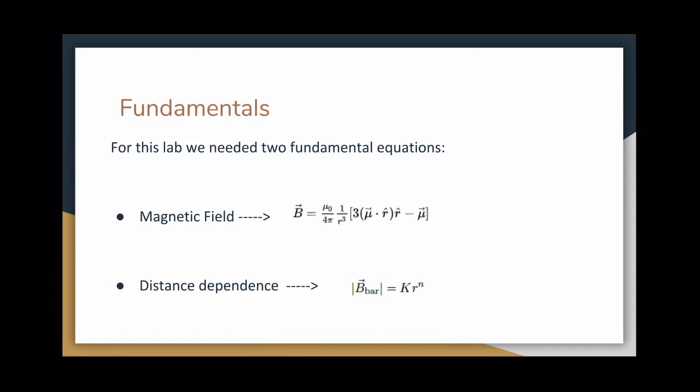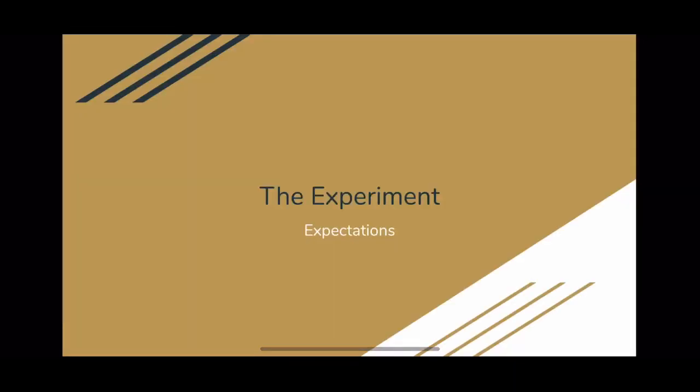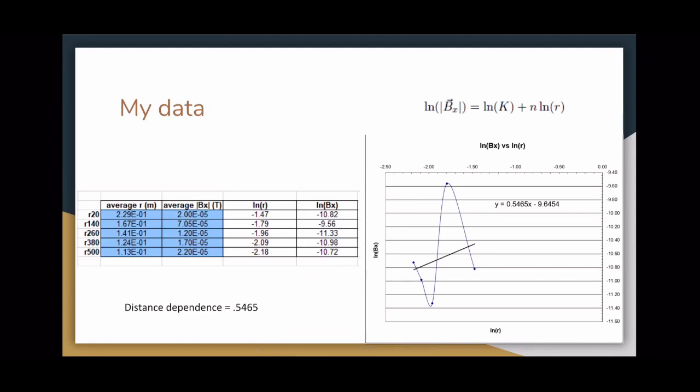The first one is to calculate the magnetic field, and the second one is to calculate the distance dependence, where K is a constant that I'm going to explain later, R is the distance away from the magnet, and n is a distance dependence factor. For the experiment, I expected that when I was on axis, as I got closer to my phone, the magnetic field would be larger, and as I got further away, it would be smaller. My data is in the chart, and at the top right I have the equations I used to model my data.